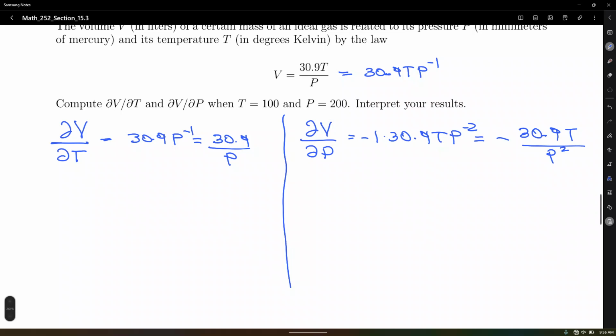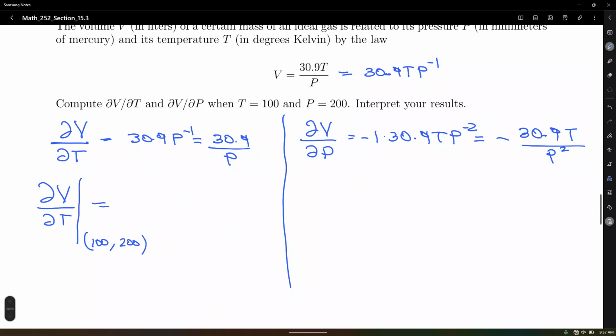Well, depending on the situation, you may want to control volume and pressure, and the temperature would be your dependent variable. Or you may want to control volume and temperature, and your pressure would be your dependent variable, depending on the setting, depending on the lab, depending on the experiment, right? But now we want to evaluate this. Let's find the partial of the volume with respect to the temperature when the temperature is 100 and the pressure is 200.